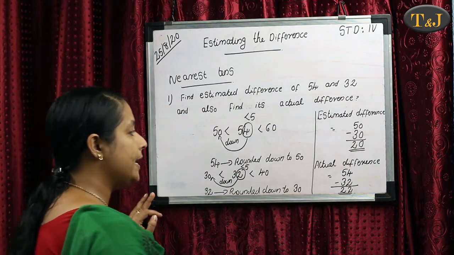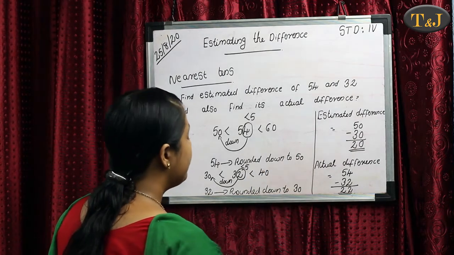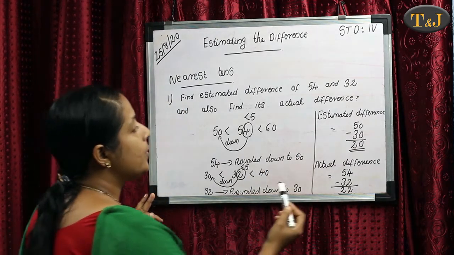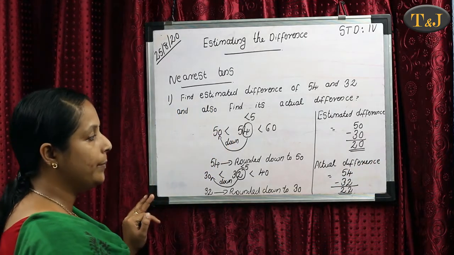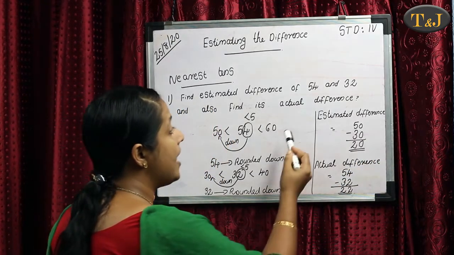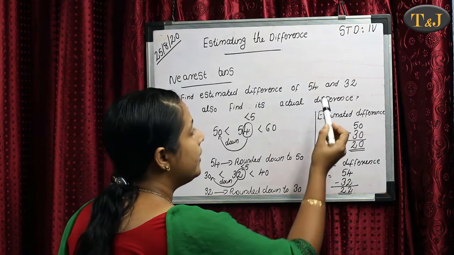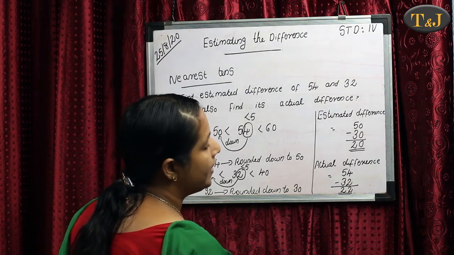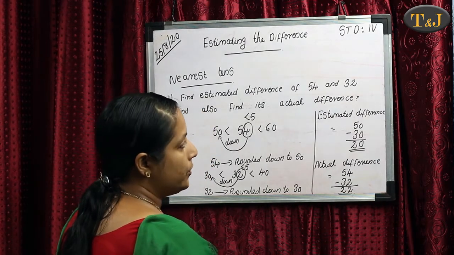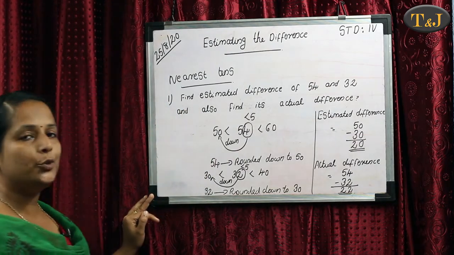Estimated difference: now we have the rounded values nearest to tens. That means 54 is 50 and 32 is 30. So writing 50 minus 30, 50 minus 30 equals 20. Next we want to find the actual difference. Actual difference means our question numbers subtracted. That means 54 minus 32. Therefore 54 minus 32 equals 22. So our estimated difference is 20 and the actual difference is 22.